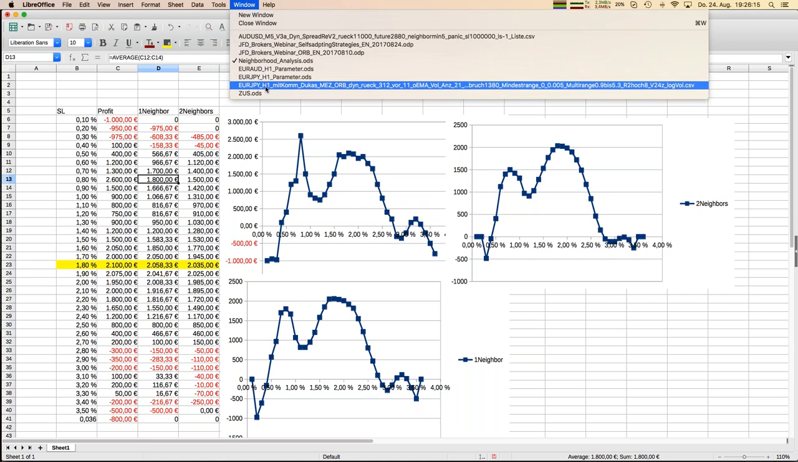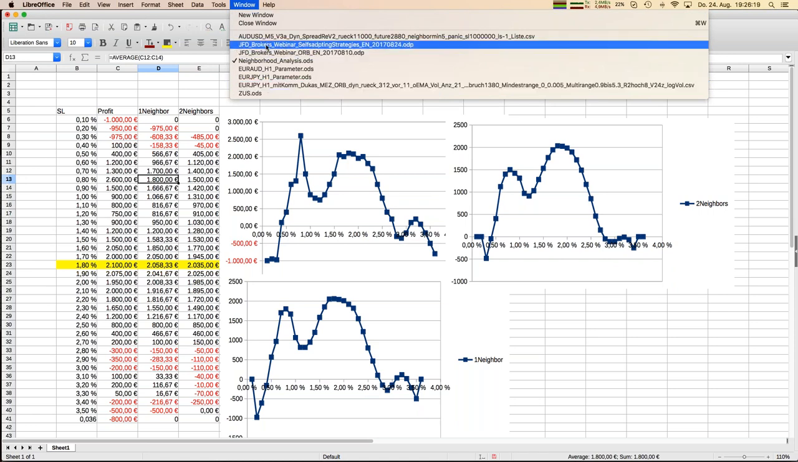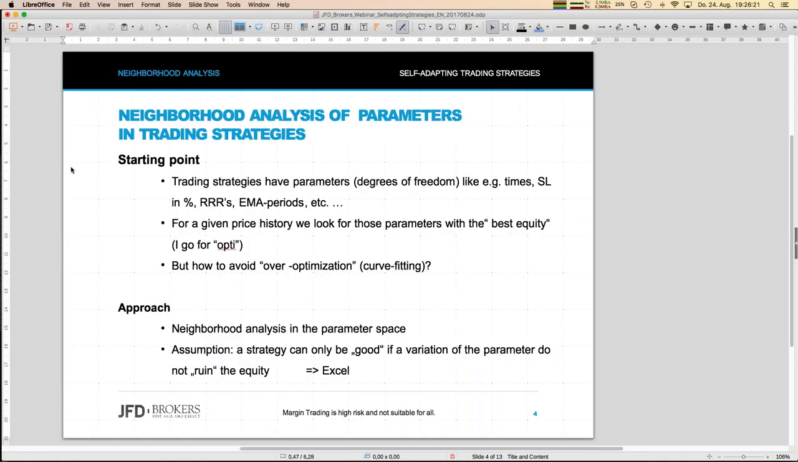But now let's go for the next step, because I mentioned I want to introduce today two methodologies. So that was the point about neighborhood analysis, which shows us how to avoid curve fitting. And that's the way how we identify the best set of parameters in the context of neighbors and in the context of not really looking for the highest profit, but looking for the best value of Opti.